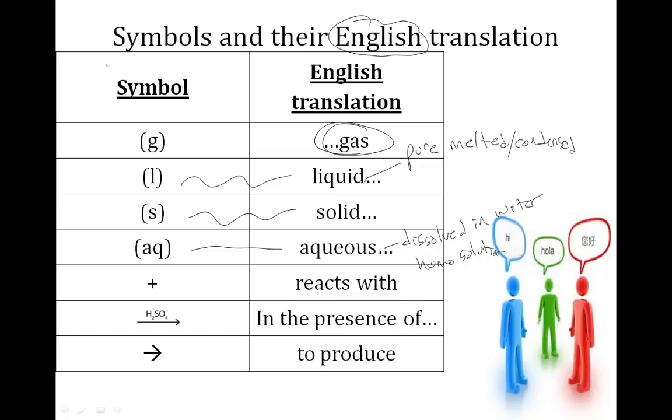And if I say plus, that means reacts with or combined with or something like that. And then H2SO4, something riding on the arrow like this, is in the presence of, and that is a catalyst. And a catalyst is something that is not a reactant nor a product, but speeds up the reaction.